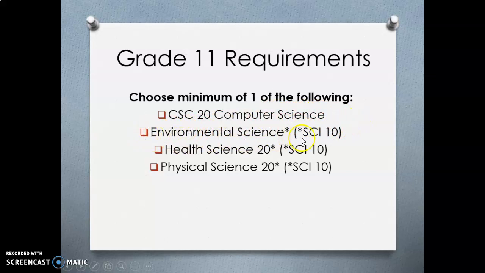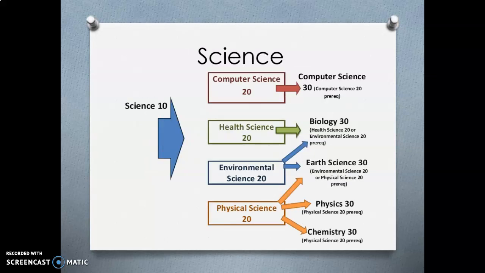Environmental science is also an option, health science 20 and physical science. And we're just going to go to the next slide here to kind of show you what the streams are there. So for science, Science 10 leads you into all of these different ones. It is a prerequisite for all of the 20 level sciences. So Computer Science 20 gets you to Computer Science 30. Health Science, the only class it is a prerequisite for is Bio 30.